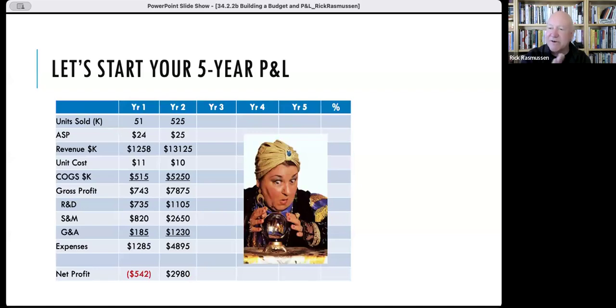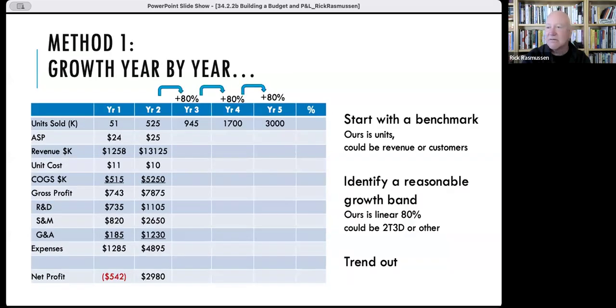Cool. So now we have at least the first part. We kind of know what's going on with the business. There's two ways to build out the 5-year strategy. There's more than two, but here's two I'll show you. One is you just pick a growth rate. I'm going to grow this at 80% per year. Okay, so with 80% per year, I know that I'm going to grow my units out.